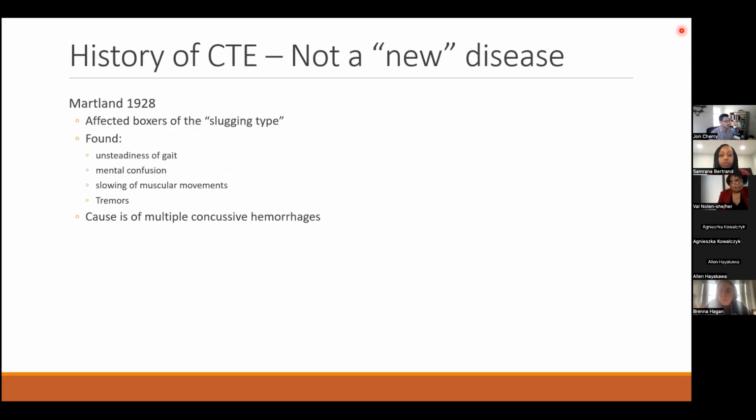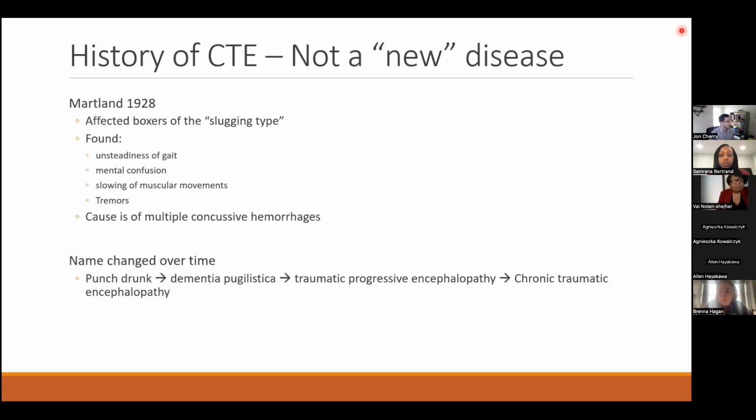We are not the ones who invented this or discovered this. The name changed over time, though. So originally it was called punch drunk, and that's still a term that you can find used today, but it became dementia pugilistica, traumatic progressive encephalopathy, and ultimately chronic traumatic encephalopathy, to be more of a scientific name for it instead of just something called punch drunk.